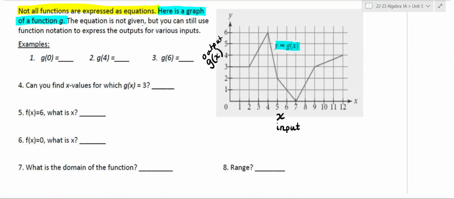The equation is not given, but you can still use function notation, which is the whole point of this standard, to express the outputs for various inputs, or to express the inputs for various outputs. Backwards works. g of 0 equals what? Once again, function notation. Remember who goes inside the parentheses? X. So they're asking, when x equals 0, what is the value of the function? So then you go and you draw when x equals 0.